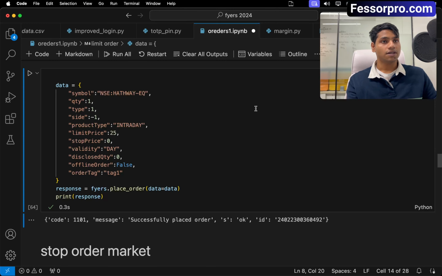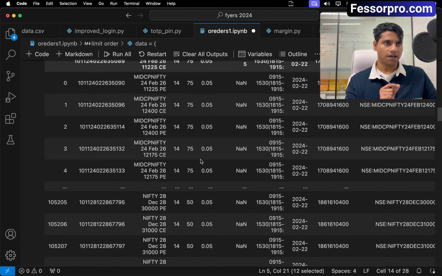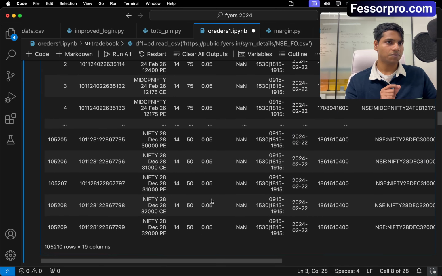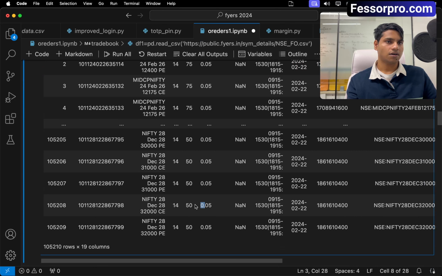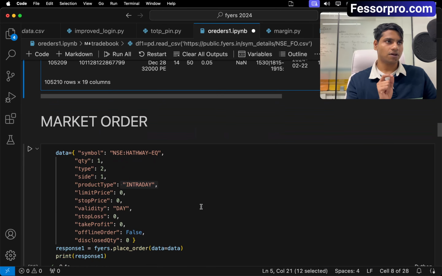Now this limit price, you cannot write anything. So if I write, let's say point something, something, something, it will be rejected. It should be a multiple of the minimum tick size, which is specified here. So this is the minimum tick size for mid cap Nifty. This is the minimum tick size for Nifty. So this price that you're specifying should be a multiple of this.